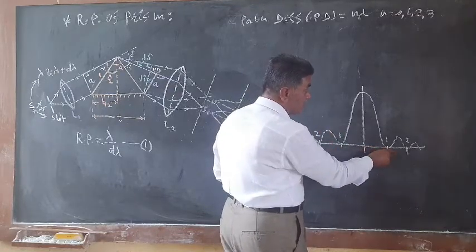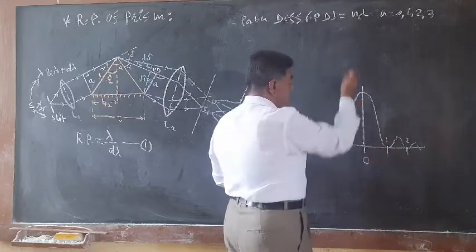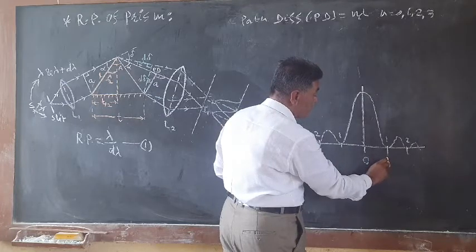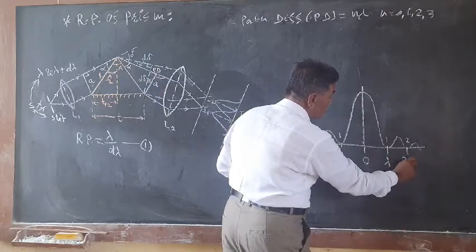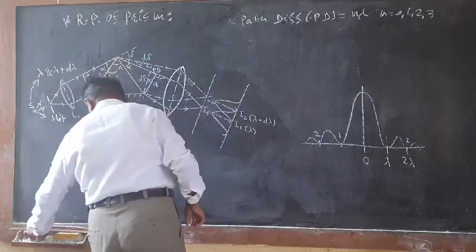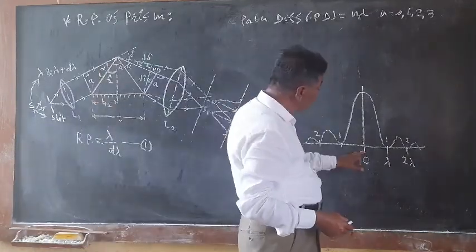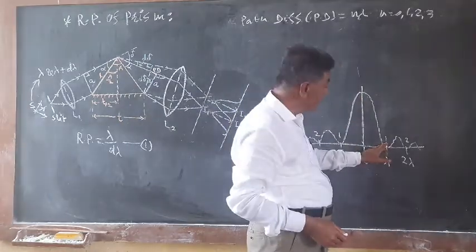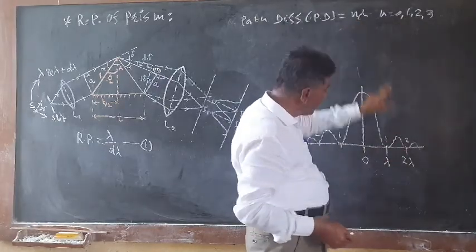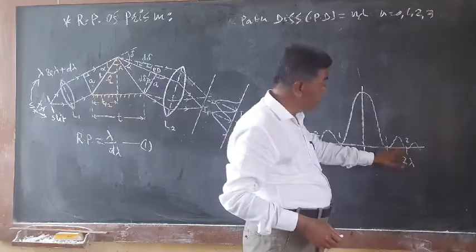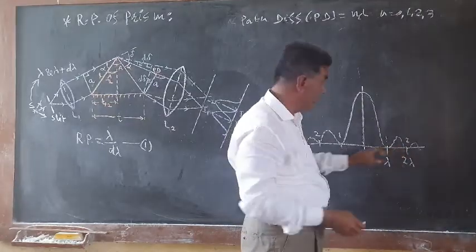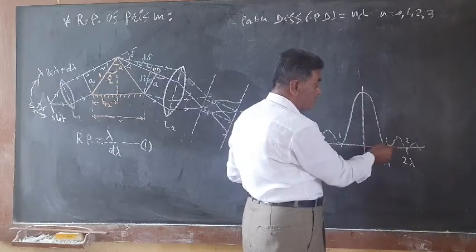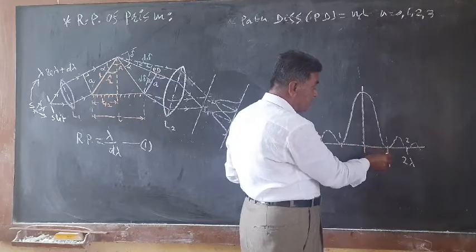So from this to this, it is n lambda, and n is equal to 0 here, and the corresponding value is 2 lambda. In this equation, when we put n equal to 0, we get the principal maximum. When n is equal to 1, we get the first secondary minimum. If n is equal to 2, we get the second secondary minimum, and so on. So this is the principal maximum, and this is the first secondary minimum. We will concentrate on this, and this is nothing but the path difference.